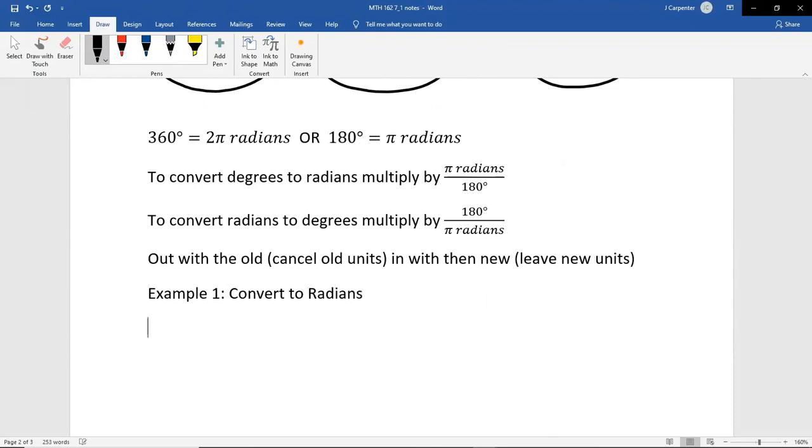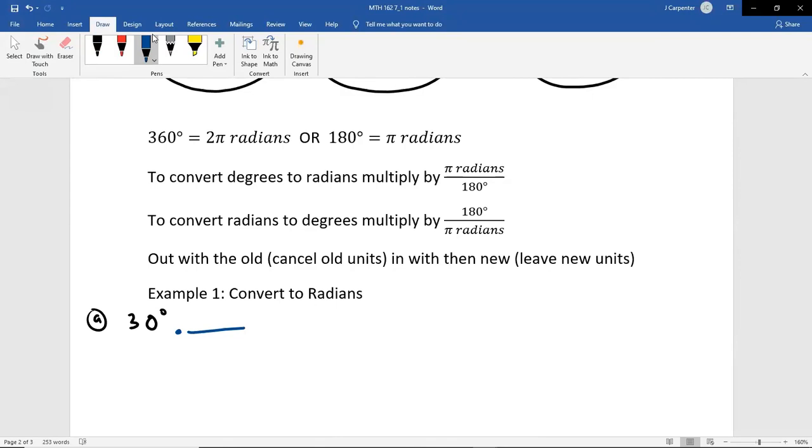Example 1 will be converting to radians. And for A, we're going to have 30 degrees. Terrible looking 0. Let's try that again. I am going to do this right, and then I will do it wrong, and I will erase the wrong version afterwards, but let's do it right. So we got to multiply. We're in degrees, we're converting to radians, so we're going to multiply by a fraction with those conversion factors, one top, one bottom. It's either pi over 180 or 180 over pi.